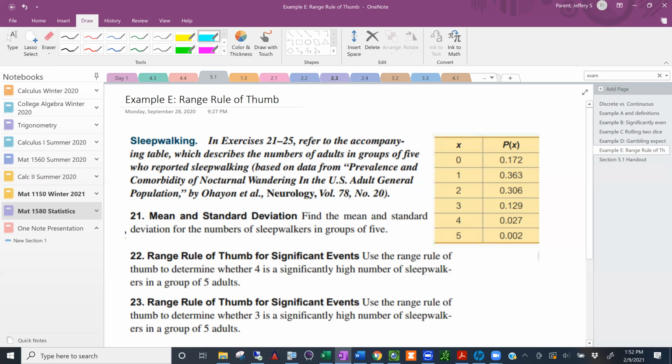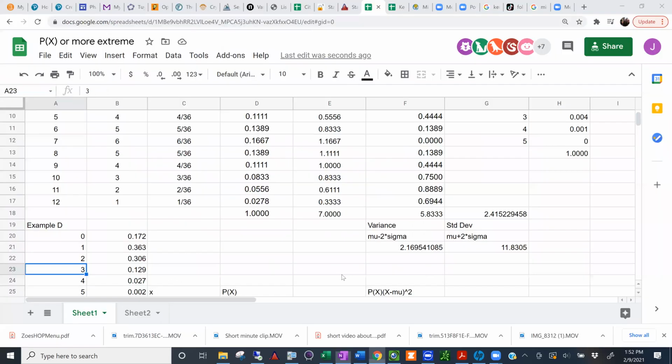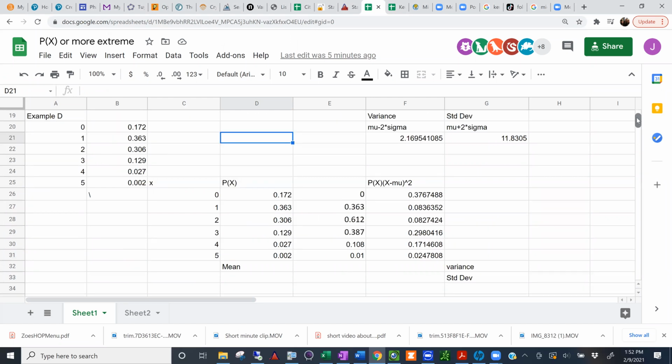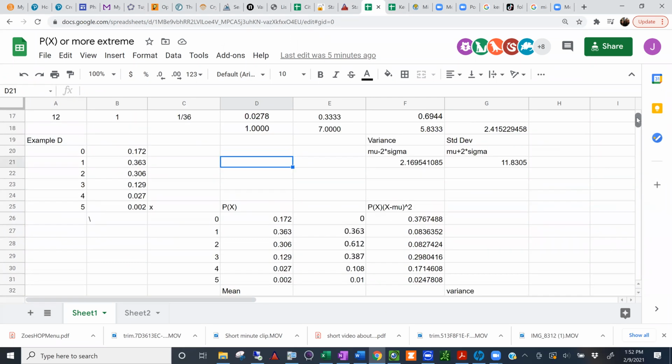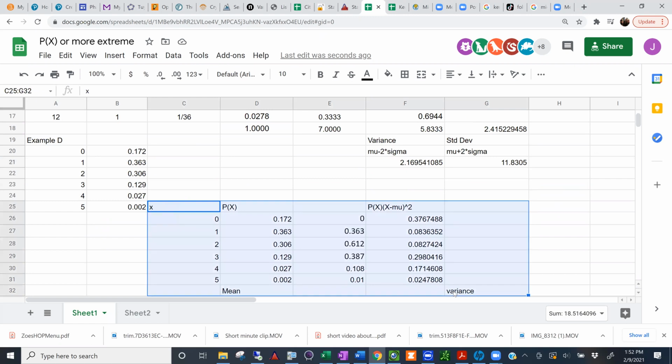In any case, these probabilities should be on your sheet already. So let's turn our attention there. We've got to do 2 things. We've got to calculate the mean and standard deviation. So here are your probabilities. I'm going to delete all this stuff here.